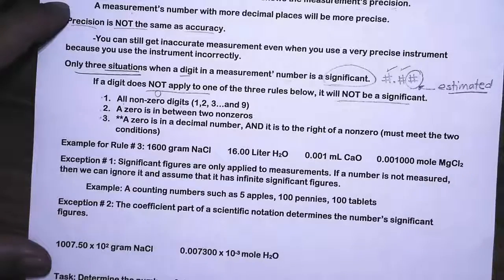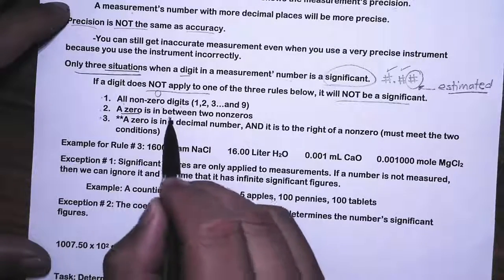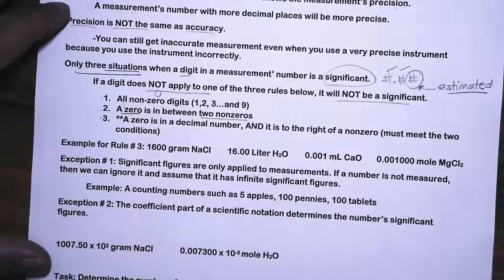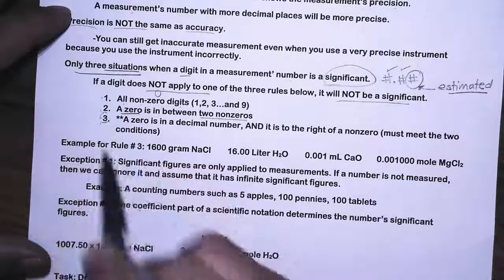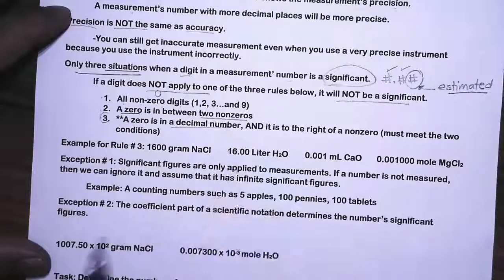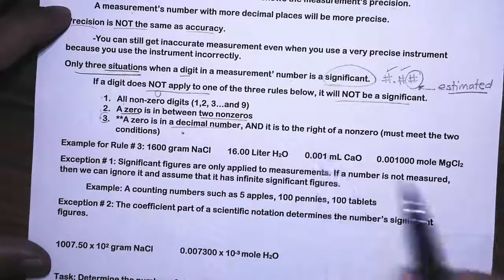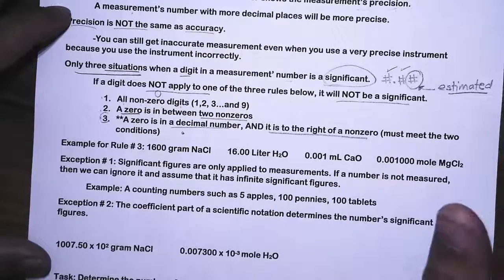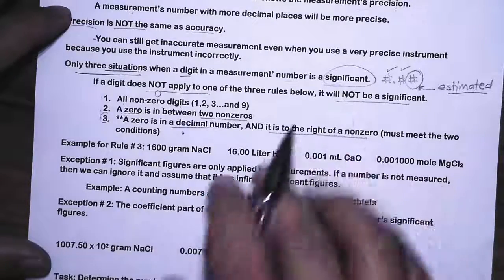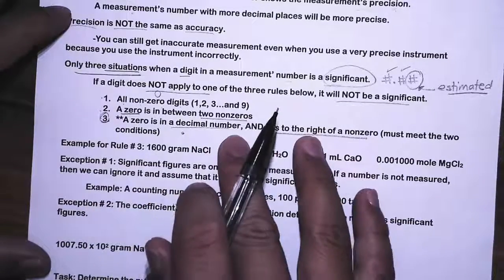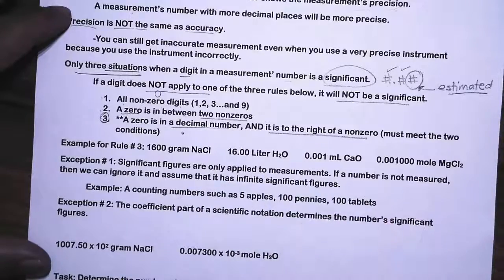The 0s are the tricky part of these rules. There are two situations. When a 0 is in between two non-zeros, it is significant. So that 0 is significant. But here is rule number 3. This is where it gets tricky. A 0 in a decimal number, so again, it has to be a decimal number, and it is to the right of a non-zero. The two conditions for rule 3 must both be met, or else it would not be significant.